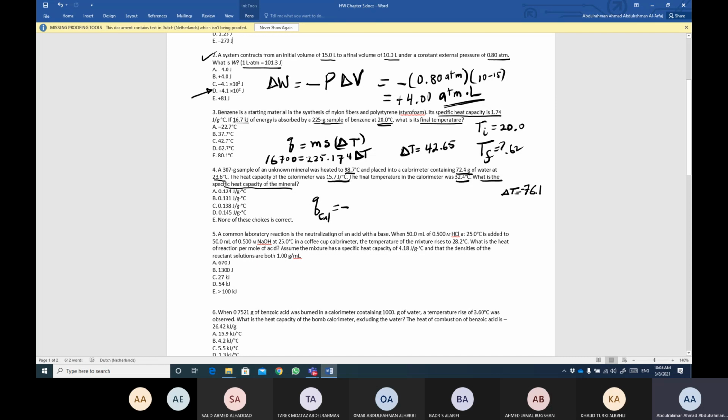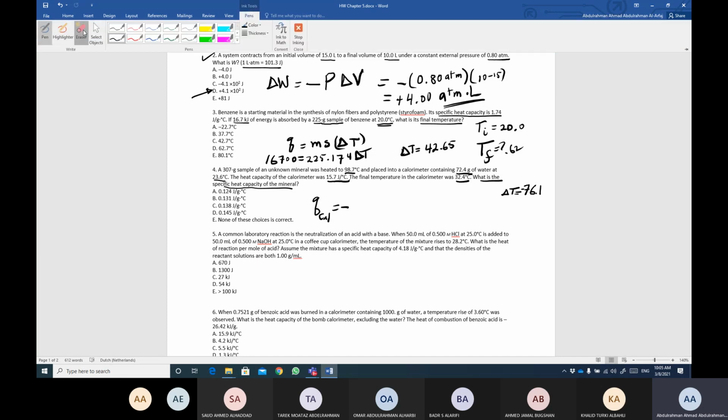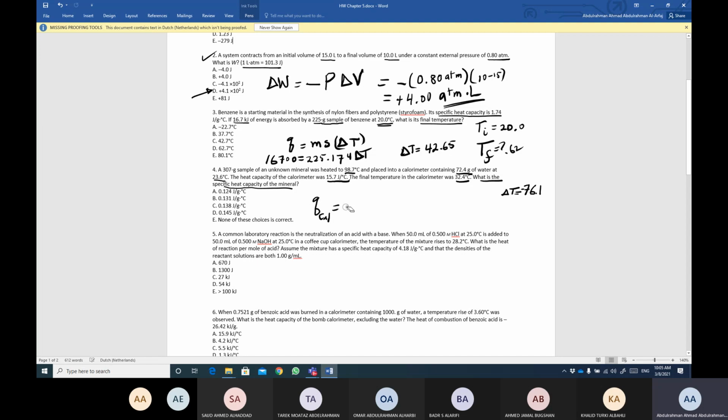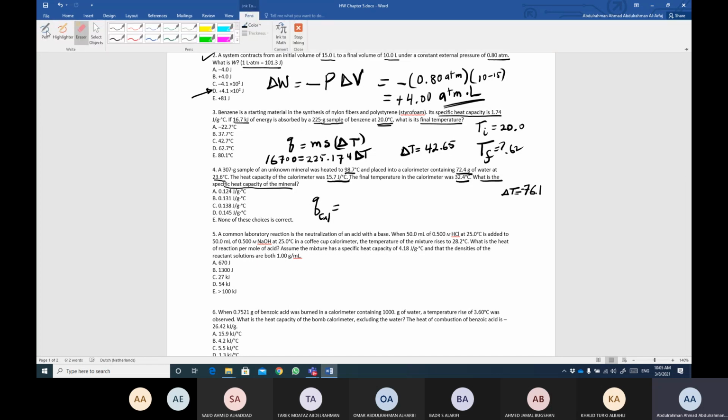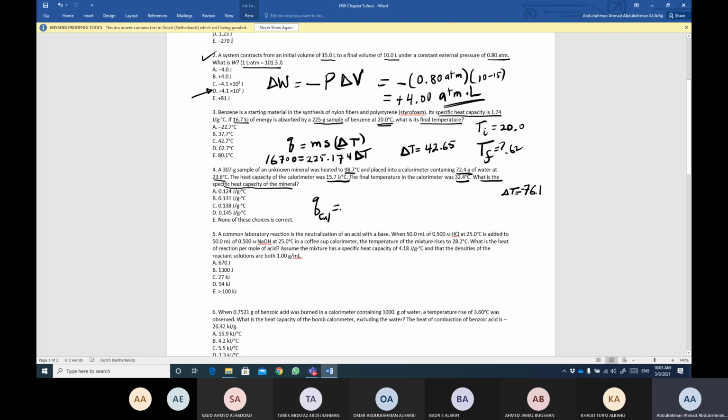Okay, anyway. Just let me see this. So, okay, good. So let's calculate it very quickly. What is this equal to? Q calorimeter is C delta T. C times minus 76.1. What's C?